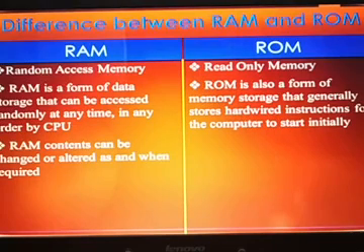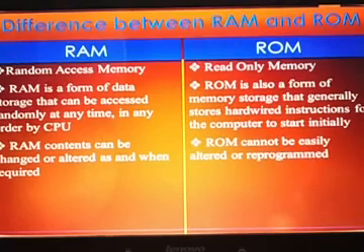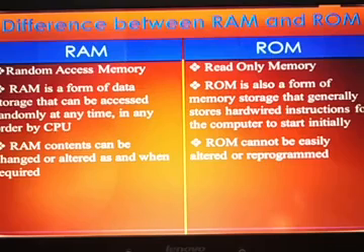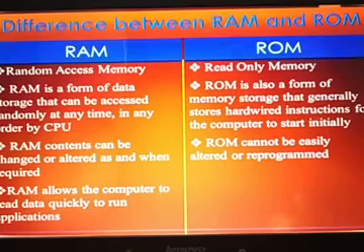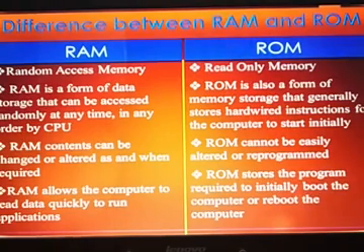RAM contents can be changed or altered as and when required, but ROM cannot be easily altered or reprogrammed. It means that the instructions of ROM are written at the time of manufacturing. So some special machines are required to alter or reprogram ROM. RAM allows the computer to read data quickly to run applications. ROM stores the programs required to initially boot or reboot the computer.